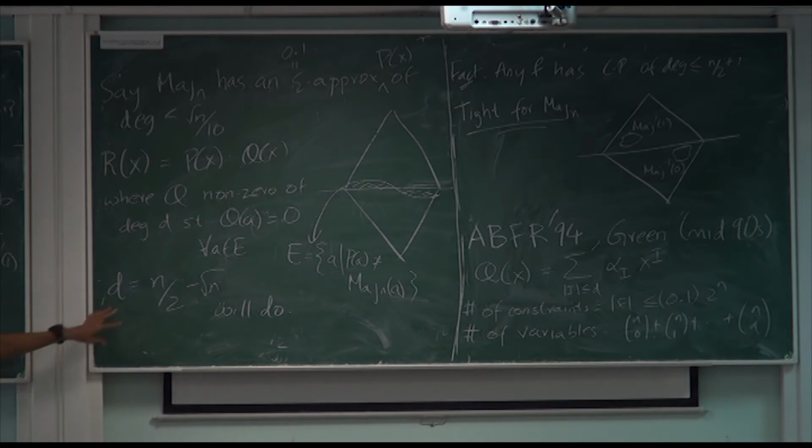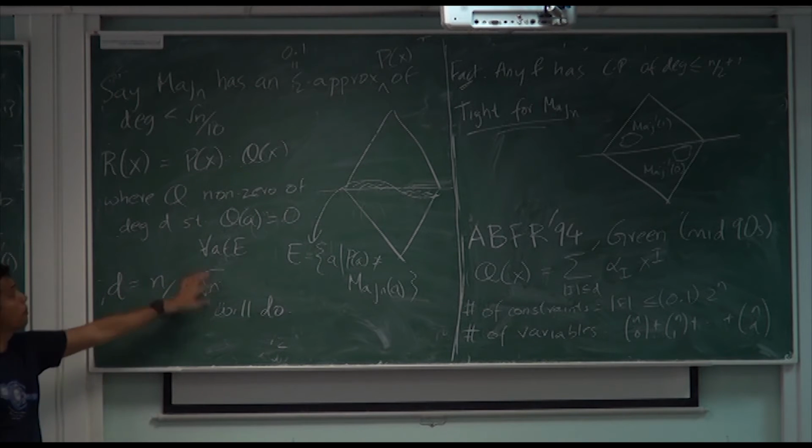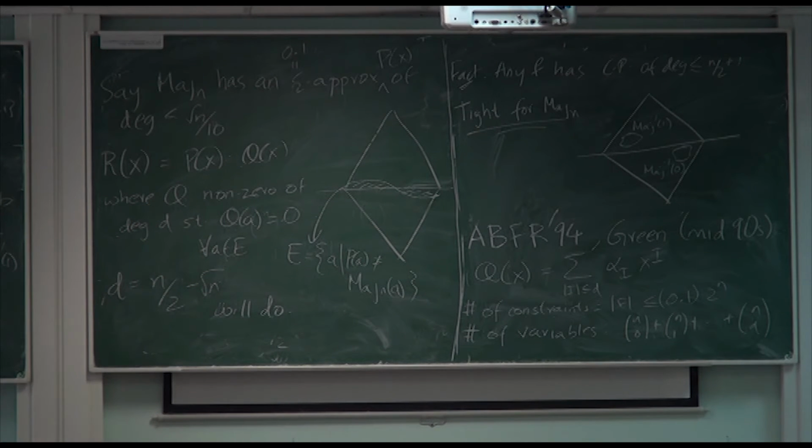The degree of this polynomial is n by 2 minus square root n plus the degree of P. By assumption on the degree of P, this will be less than n by 2, and that's a contradiction.